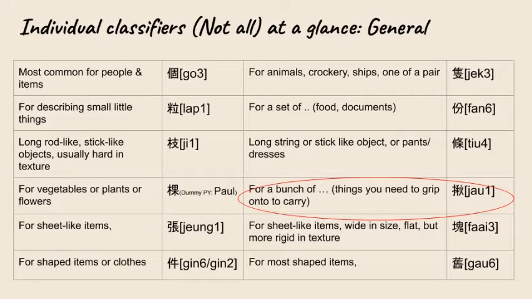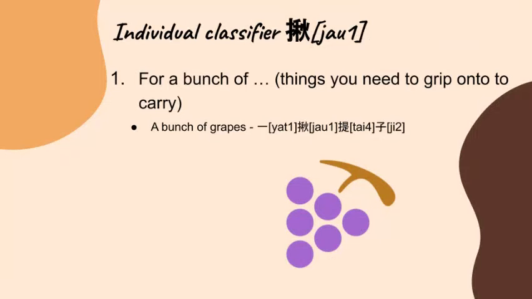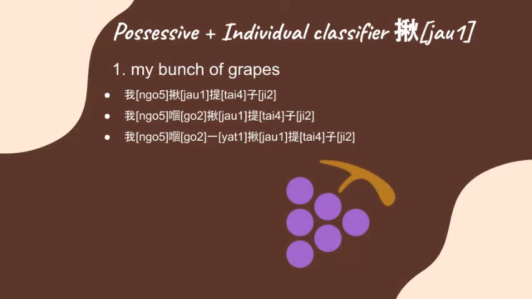Say for example, for grapes, you have to grab onto the stem in order to pull the bunch of grapes up and carry the grapes around. So therefore, the classifier for a bunch of grapes will be 抽. And for possessives, you would say for my bunch of grapes, 我抽提子, or 我嗰抽提子, or 我嗰一抽提子.